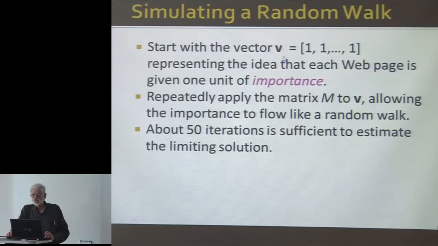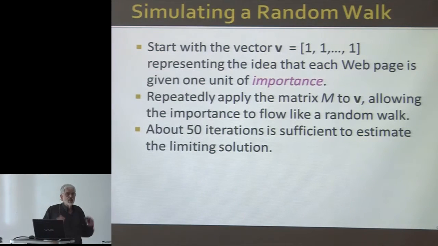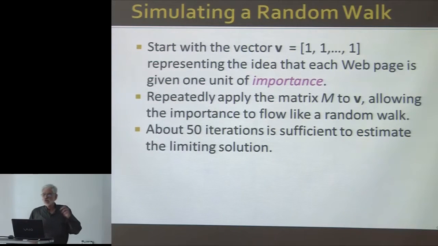Okay, so I'm going to start with the vector of all ones. Now, in practice, they usually start not with ones as the initial component, but 1 over n, where n is the number of pages, so that the sum of the elements is 1. And then you can think of it as a probability that the walker is at a given place. But I'm going to start with all ones, which eliminates some of the fractions and I think makes it a little bit easier to follow the arithmetic. So we're just going to apply M to V over and over again until we get a limit.